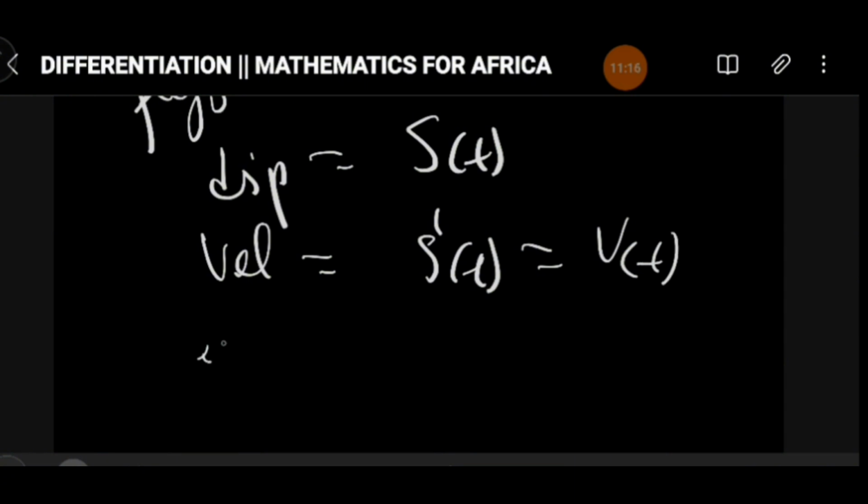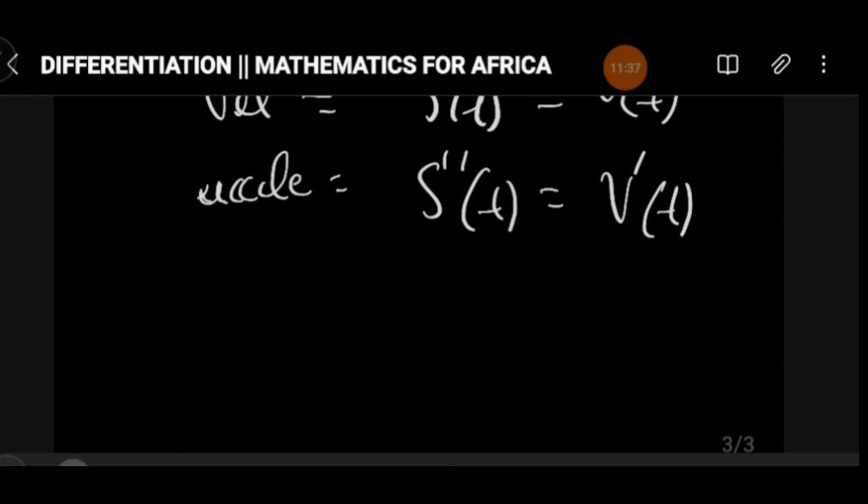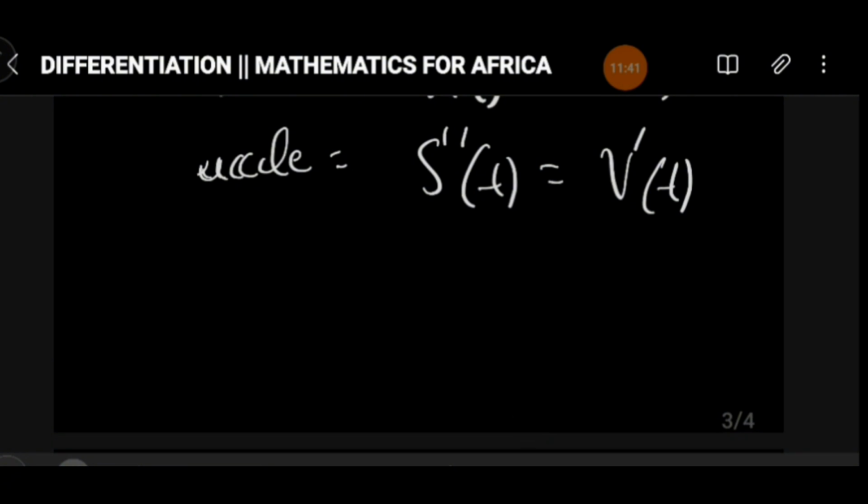And now acceleration is equal to the second derivative of displacement, which is equal to the first derivative of velocity. That is, you differentiate this equation again. So this is how we can find velocity and acceleration from displacement, and we can go back by applying another theory called integration. Okay, these are some of the applications in physics.